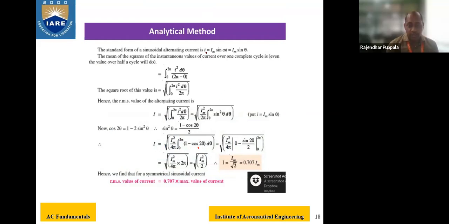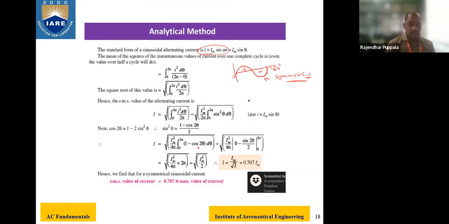We are considering an AC waveform, i equals Im sin theta. What will be the nature of this waveform? When you substitute theta values from 0 to 360, we get this waveform. Is it symmetrical or unsymmetrical? Whichever waveform you get in the positive half cycle, the same waveform you get in the negative half cycle. So this is a symmetrical waveform. I will explain how to calculate the RMS value for a symmetrical waveform with this example, i equals Im sin theta.